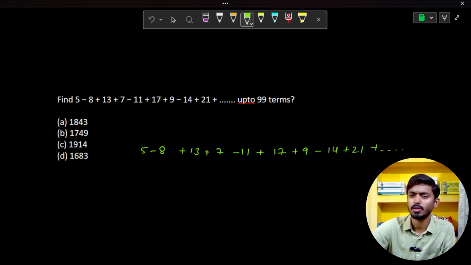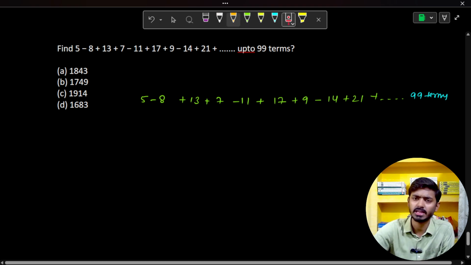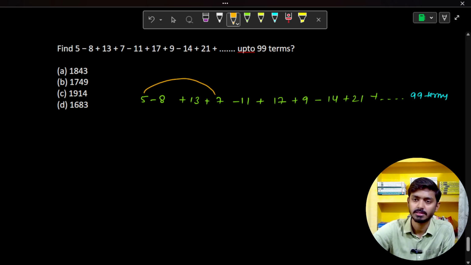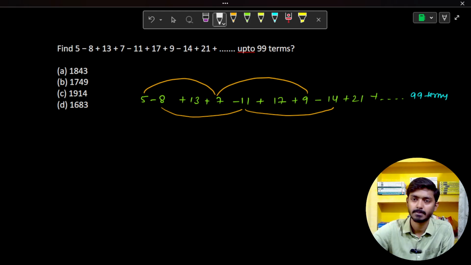all the way up to 99 terms, right? Let me put some space. Now again, this is not an AP, but what I can see is 5 and 7 are in AP, 7 and 9 and so on, right? There is a difference of 2. 8, 11 and 14 are in AP, difference of 3, and 13, 17, 21 are in AP. So there are 3 different APs.